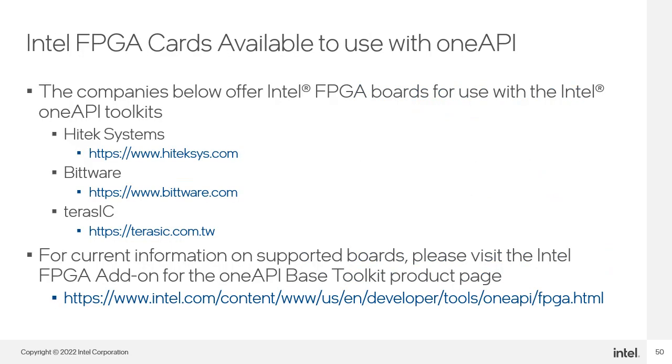The Intel FPGA cards currently available to use with oneAPI are distributed through third-party companies showing on your screen. You can get the FPGA boards from High-Tech Systems, Bitware, and Terasic. Use the links showing on your screen to learn more about how to get them. You can also get updated information on supported boards for oneAPI based toolkits on the Intel FPGA add-on webpage.